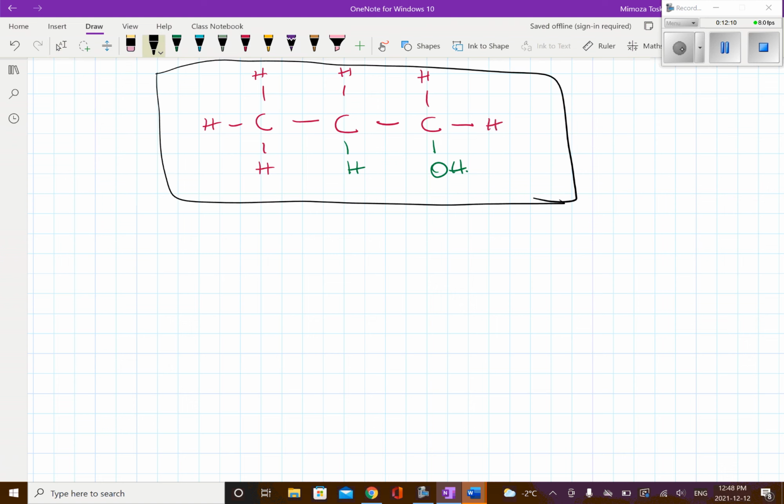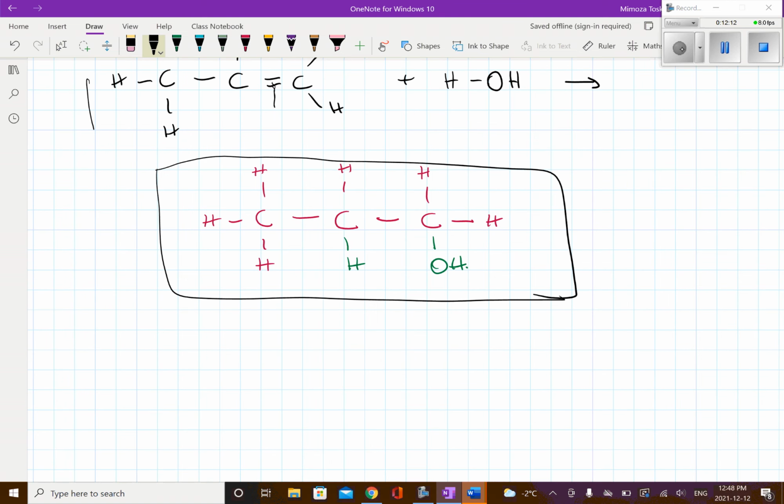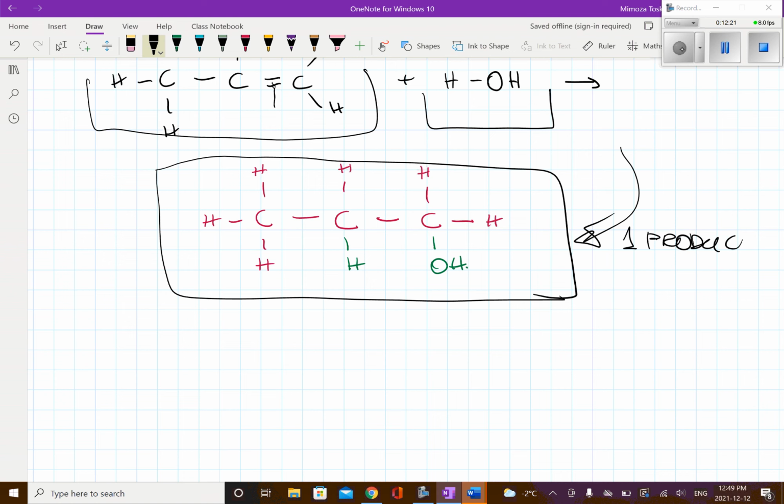Okay, so now let's see another, and again, let's emphasize the fact that we have only one product. We start with reactant 1 and reactant 2 in every case, and then you have only one product. The same procedure is happening when we have an alkyne.